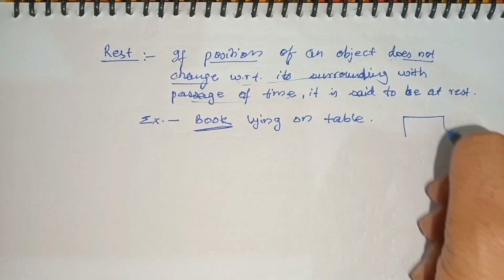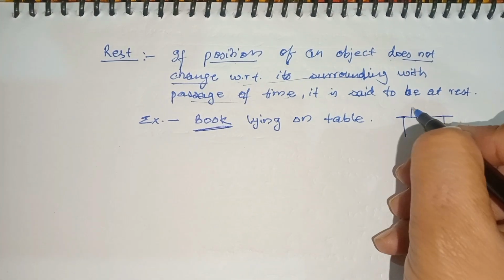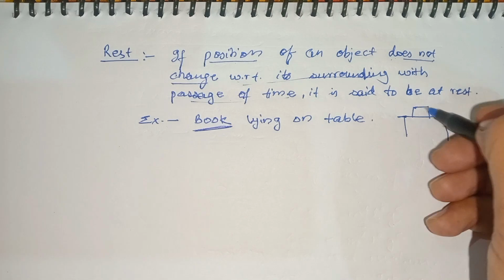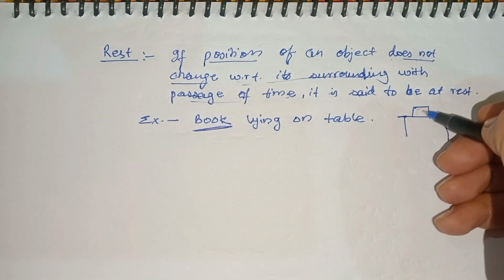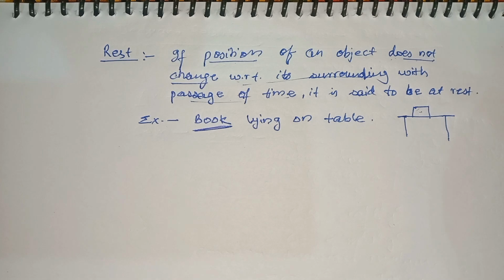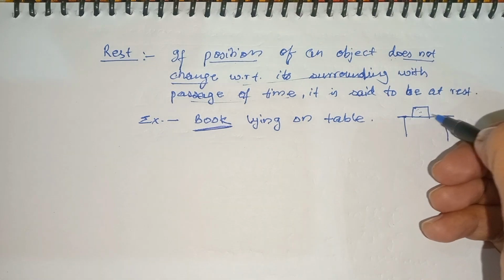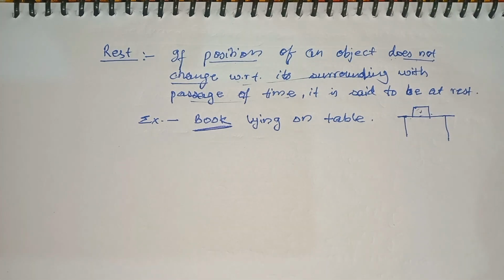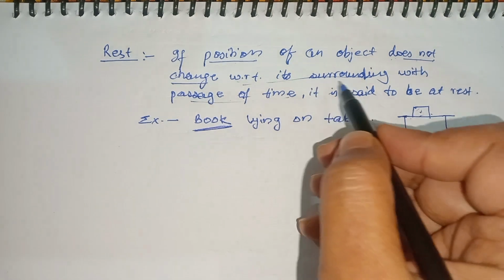This is the table, okay? This is a table and this is a book on the table. The book is here at 12 o'clock. The book is here at 5 o'clock. The book is here at 8 o'clock. With passage of time, the book is lying here on the table. That is, the position is not changing with respect to its surrounding.